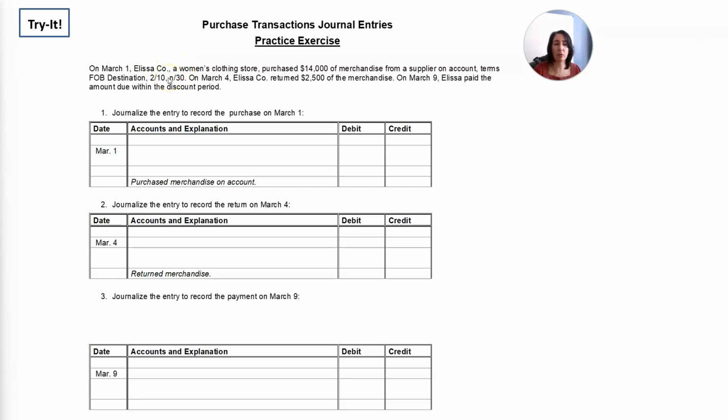We're making the purchase though, so FOB destination means that the seller is paying for it. They have to get it all the way to the buyer. Which means Alyssa, who is the buyer, doesn't actually have to pay those shipping costs. So we've got merchandise inventory, accounts payable.